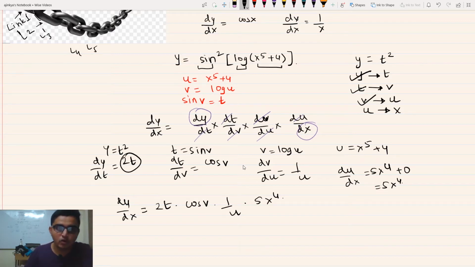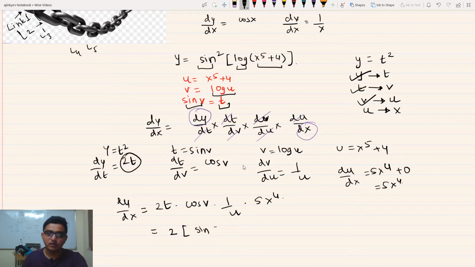Now you can substitute all the values, but we are going to substitute it very smartly so that we don't have to do all the reprocessing again, which is 2 times t. So t is nothing but sine of v, v is nothing but log of u, and u is nothing but x raised to 5 plus 4. So basically it's the same term as in the original example, t will be sine of log of x raised to 5 plus 4.